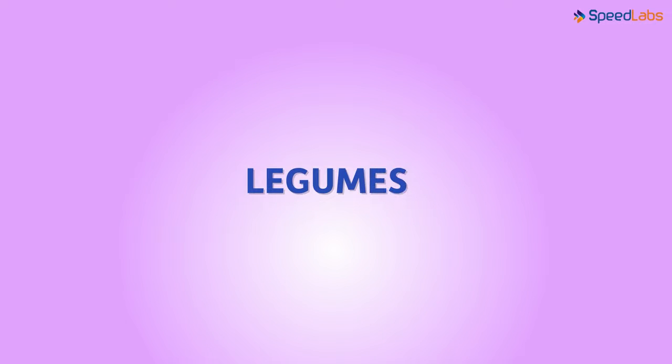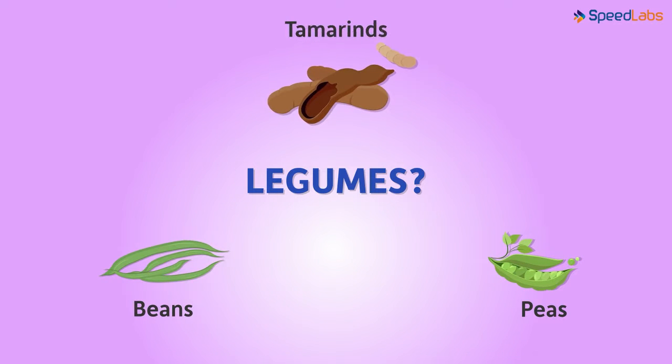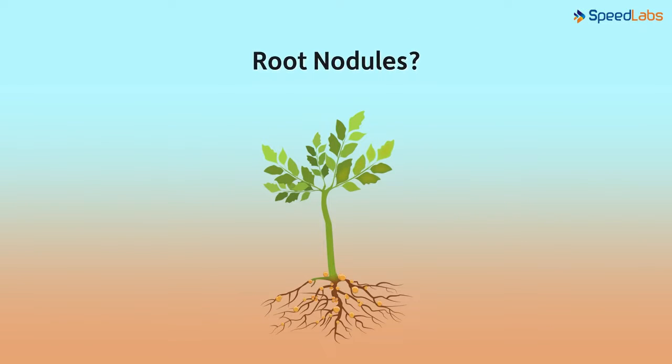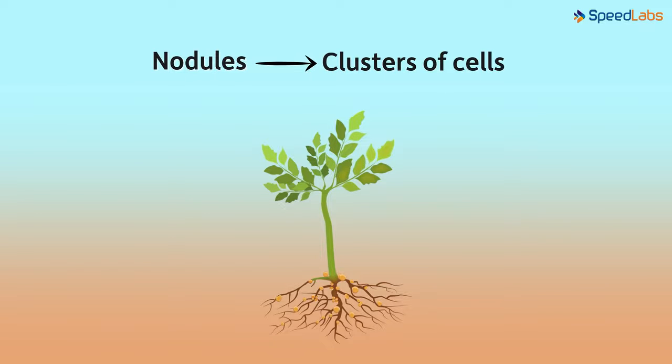legumes. What are these legumes, by the way? These are plants which bear fruits as pods. We have beans, peas, tamarind, and many more in this family. And what are root nodules? Nodules are swellings or simply cluster of cells. These appear like small balls attached to the roots.